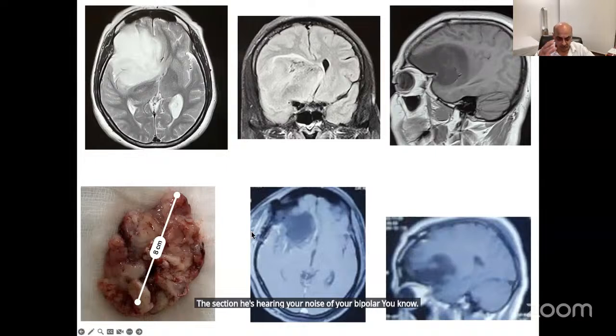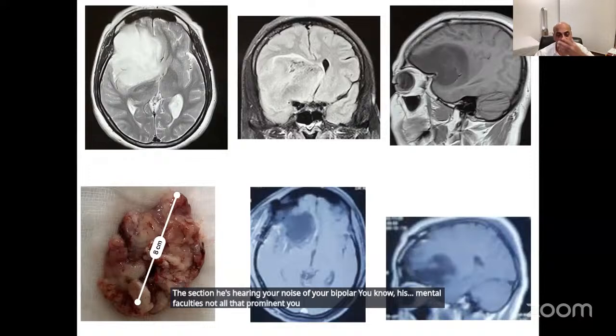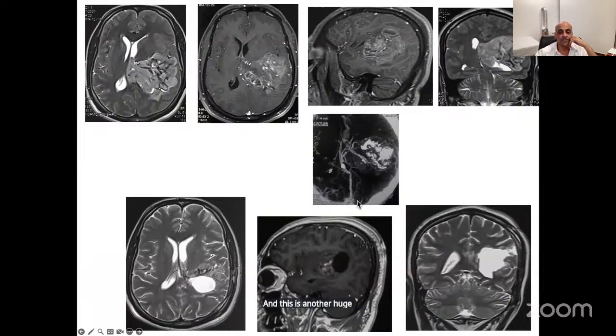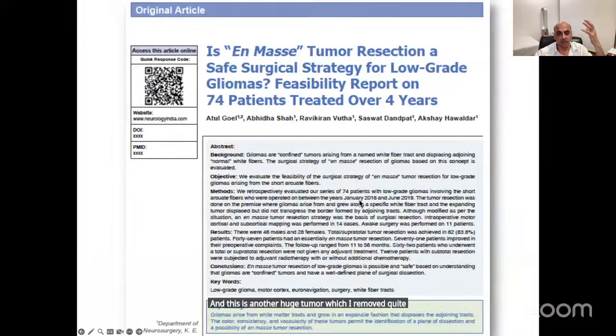His mental faculty is not all that prominent. You depend on your high power microscopic vision and remove these tumors. And this is another huge tumor which I removed quite radically, essentially en masse.